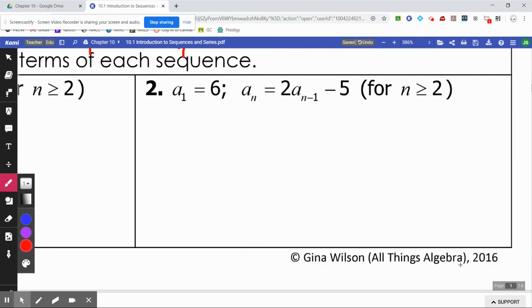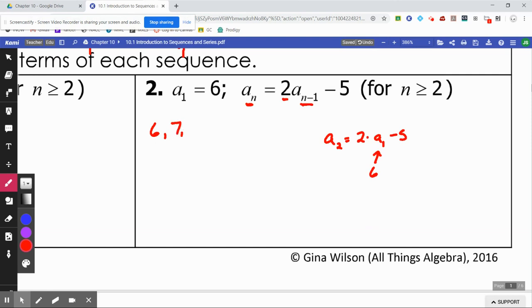The first term here is 6, and it says each term in the sequence is equal to 2 times the previous term minus 5. So to find a of 2, we've got a of 1. To find a of 2, we're going to do 2 times a of 1 minus 5. So here's my a of 1, I'm going to plug in 6. 2 times 6 is 12, minus 5 is 7.